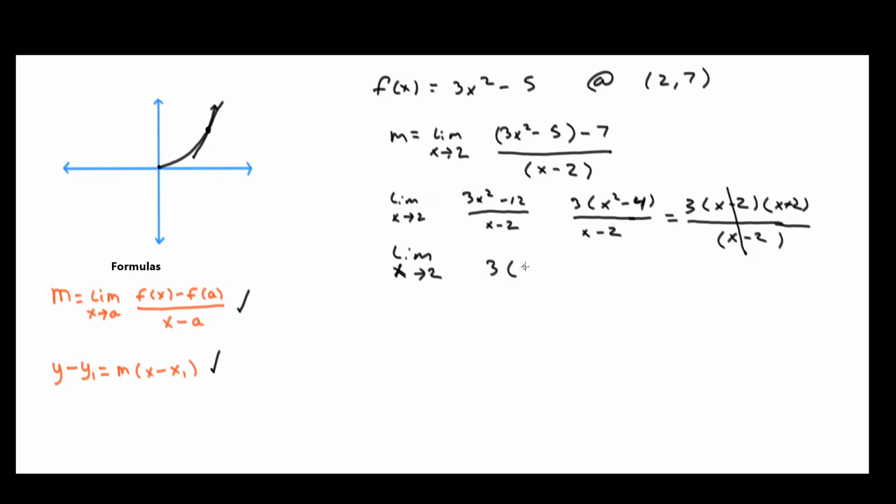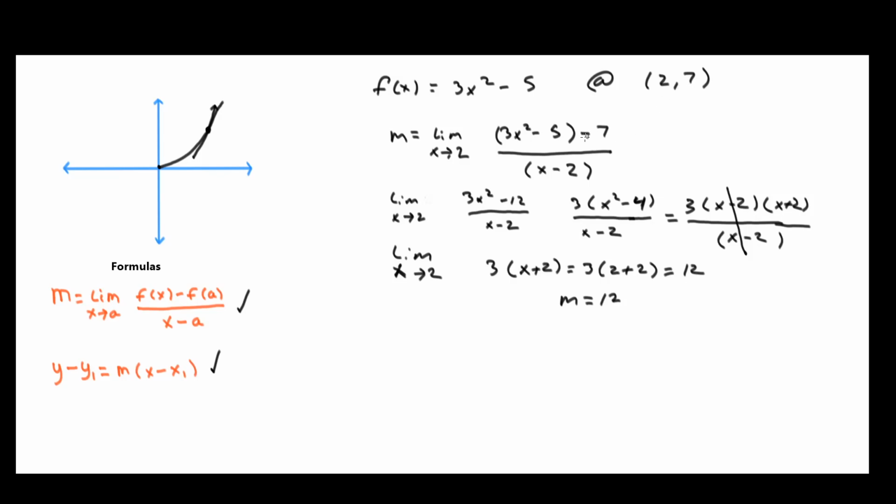We'll have 3 times (x plus 2). And then we can go ahead and plug in this one value, and then we'll have 3 times (2 plus 2). And that gives us 12. So our slope is equal to 12.